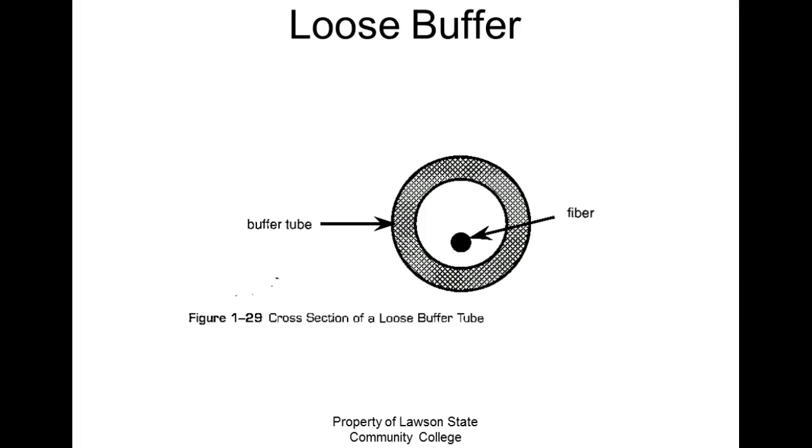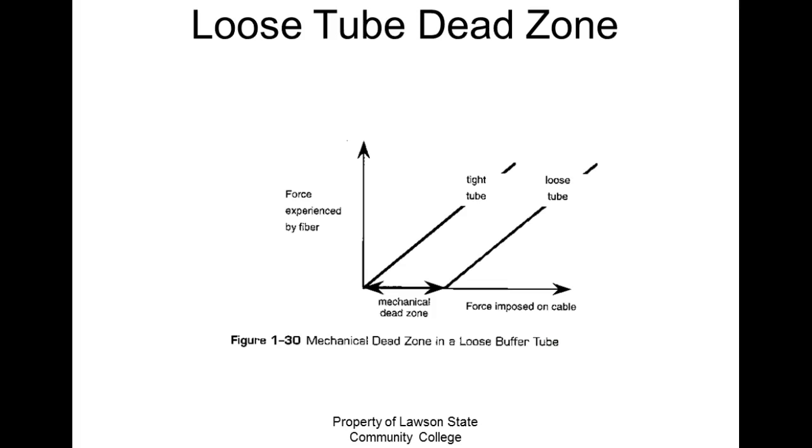So now the outside can do what? It can vibrate and the fiber itself won't move. So it has what they call a loose tube dead zone. It's where the fiber's going to be.